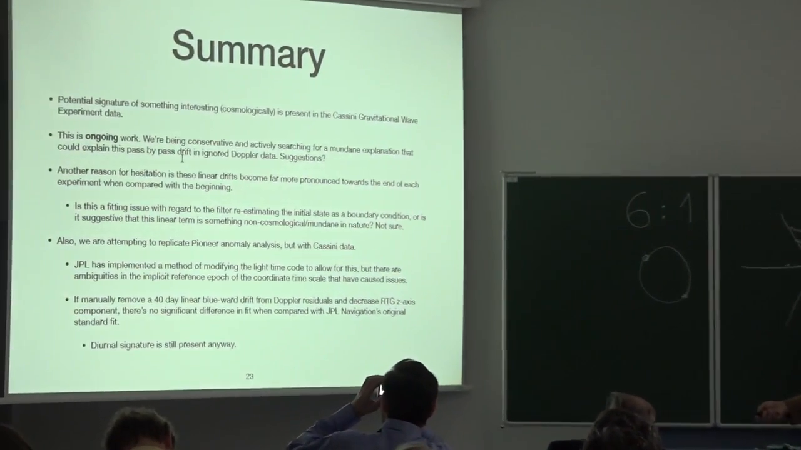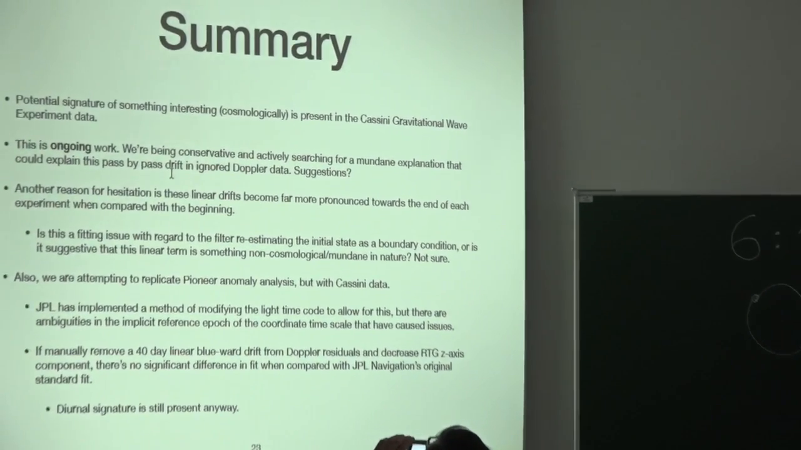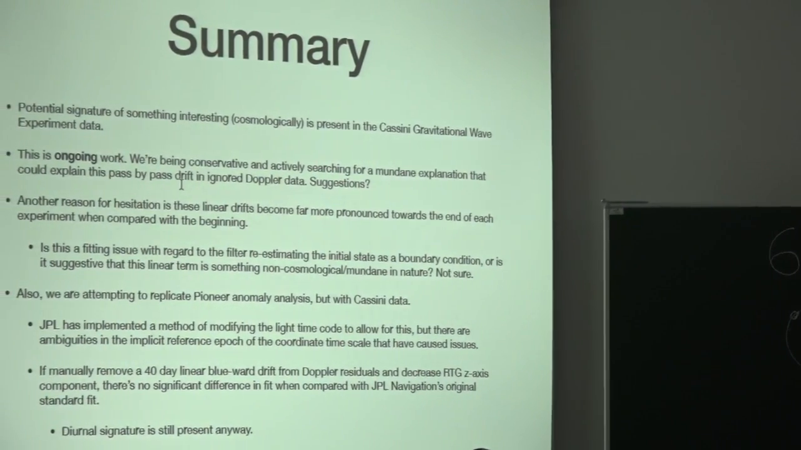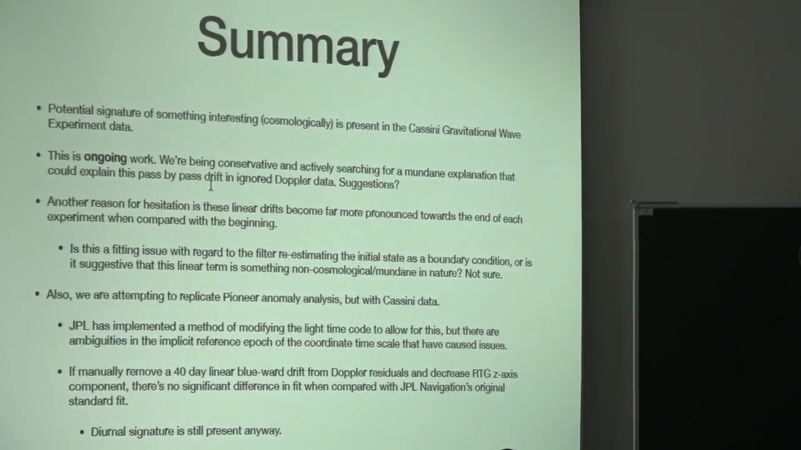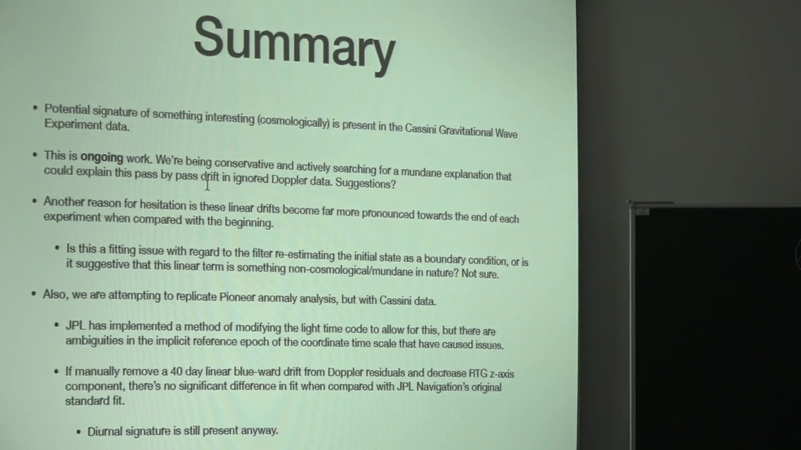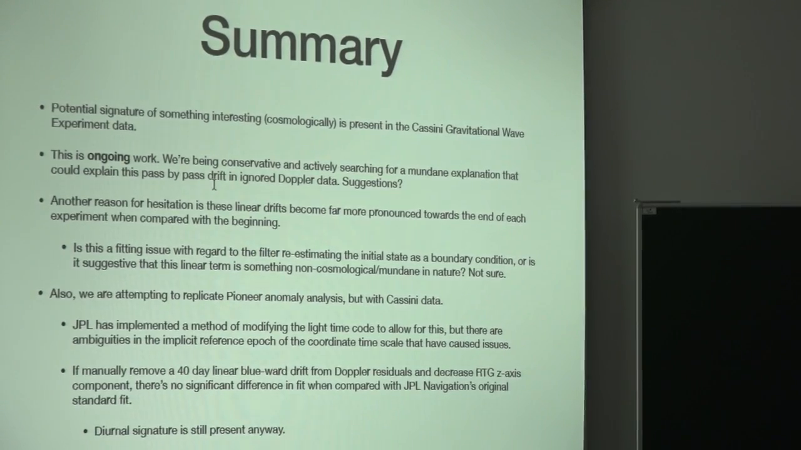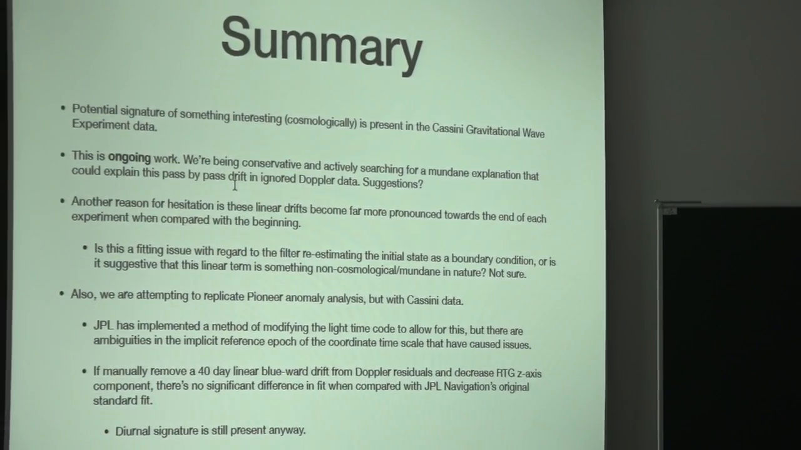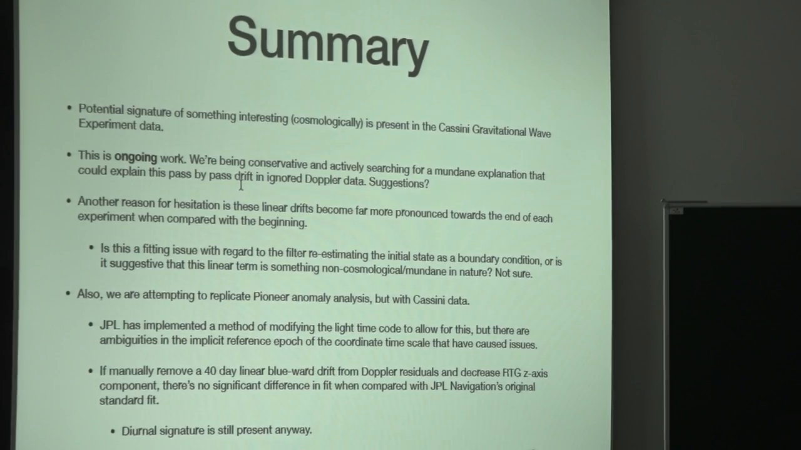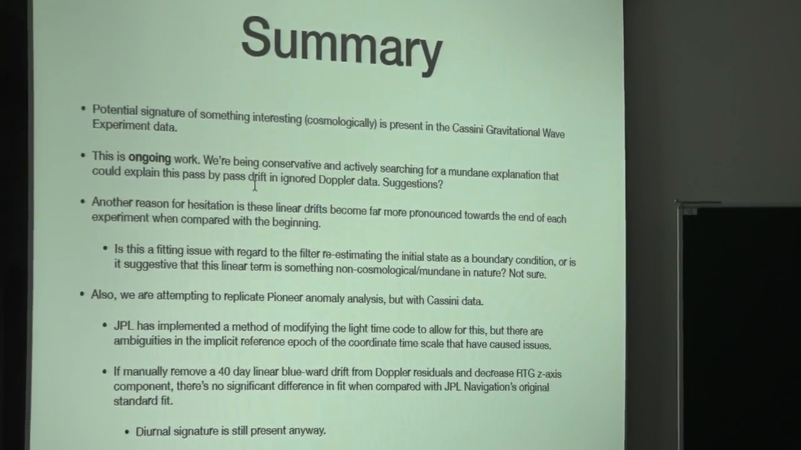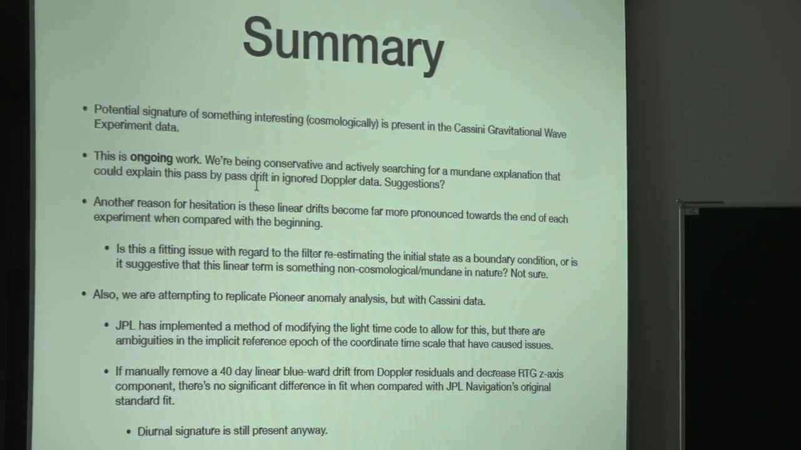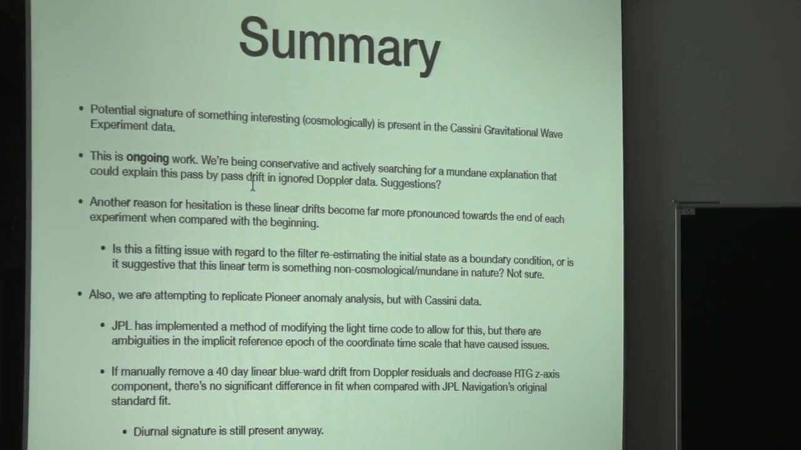So, just a summary: there's a potential signature of something interesting, maybe cosmological, present in the Cassini gravitational wave experiment data, but this is ongoing work and we're being pretty conservative. Actively searching for a mundane explanation for what that linear drift on a pass-by-pass basis could be, since nobody believes you can measure the Hubble constant within the solar system anyway. So if anybody has suggestions, let me know.